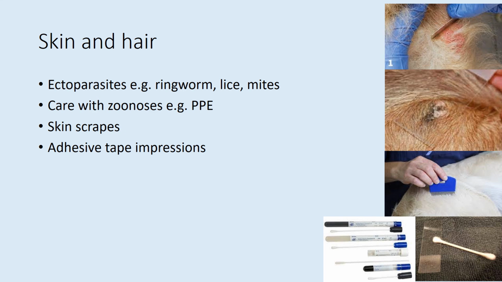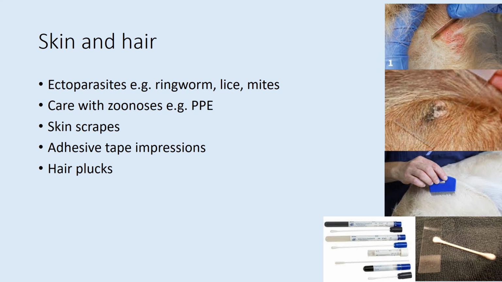We can then do adhesive tape impressions. It is as simple as taking a bit of tape, applying it to the skin and then sticking it to a slide. So superficial parasites such as Cheyletiella, which is also known as walking dandruff, can be found in this way, or bacteria, fungi, yeasts may be identified by taking an impression with some sellotape. So really nice and simple.